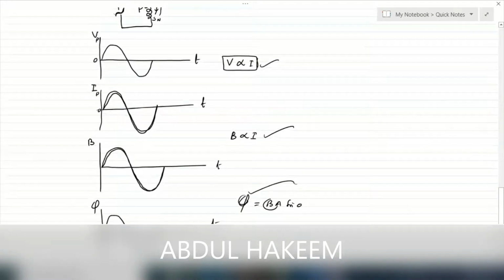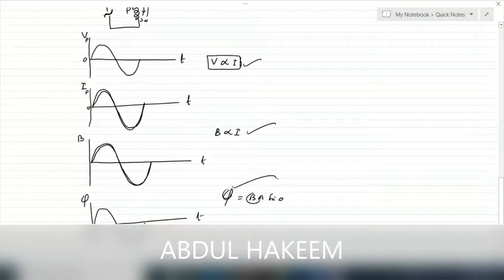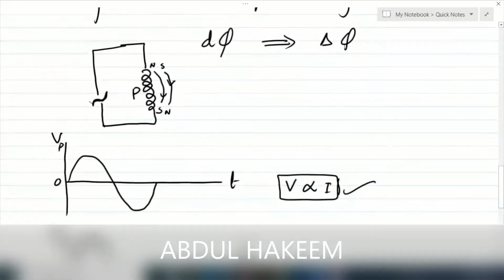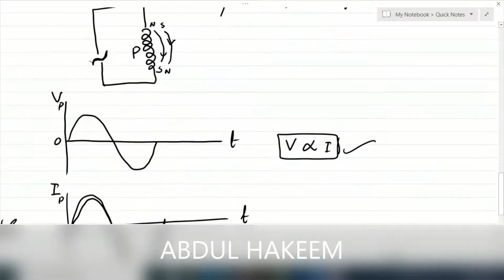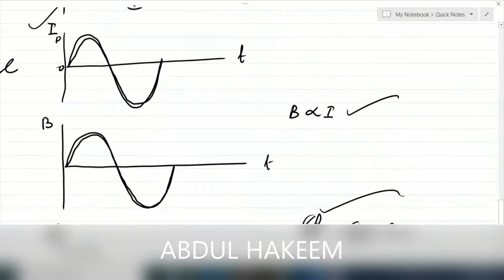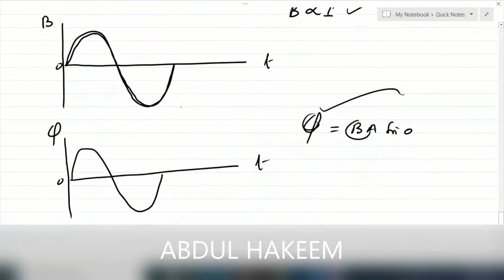So these four graphs are similar, or we can write they are in phase. This is the coil P. It is connected with the alternating current. Its voltage, its current, its magnetic flux density B at any point, and the flux at any point. All four are directly proportional to each other.